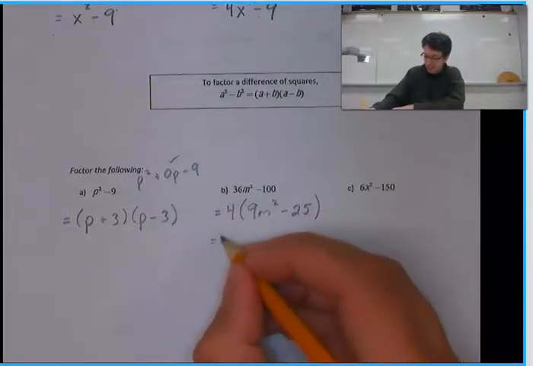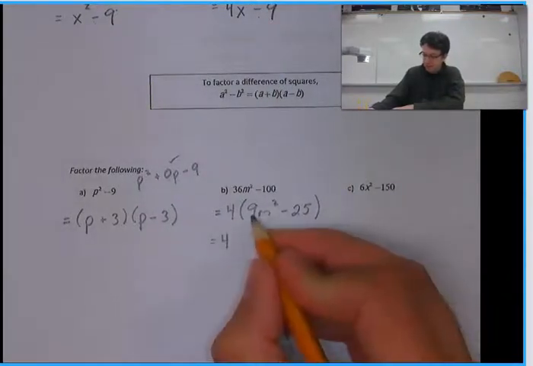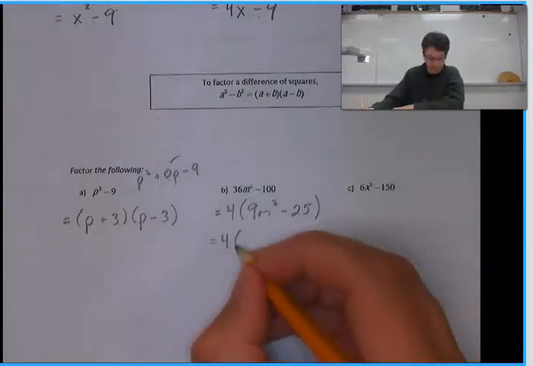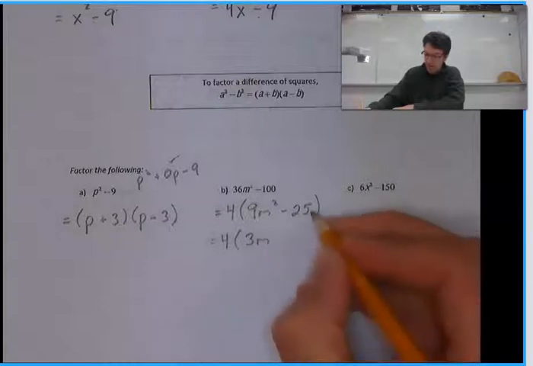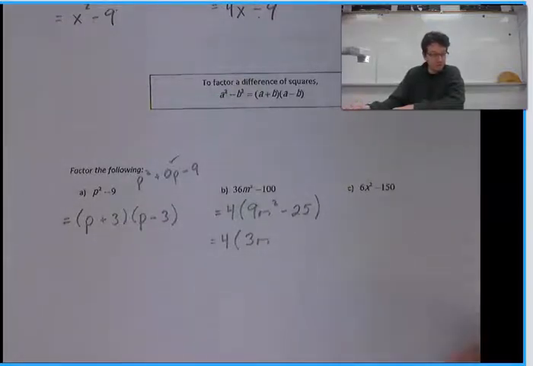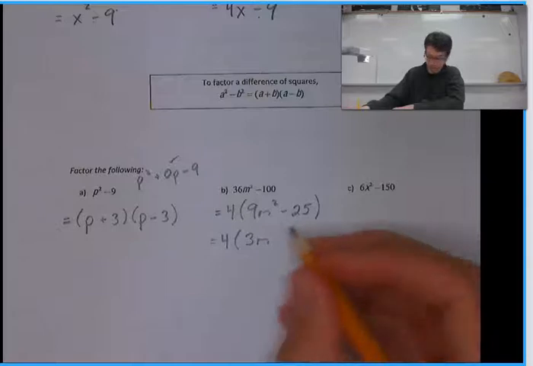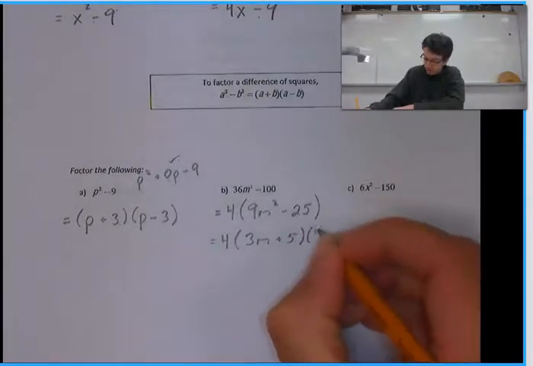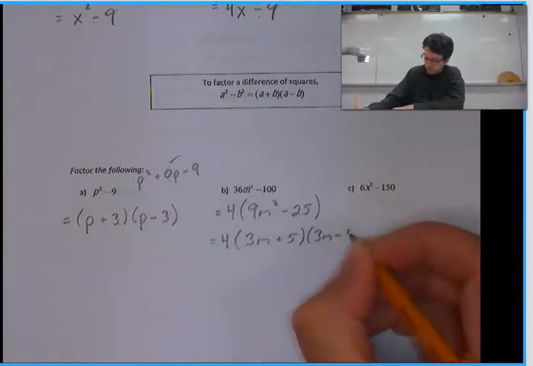Right, so we're just going to leave that 4 out there. 9 is a perfect square, right? 3 squared is 9, so let's have 3m. And 25 is a perfect square, right? 5 squared is 25. So we can have 3m plus 5 and 3m minus 5.